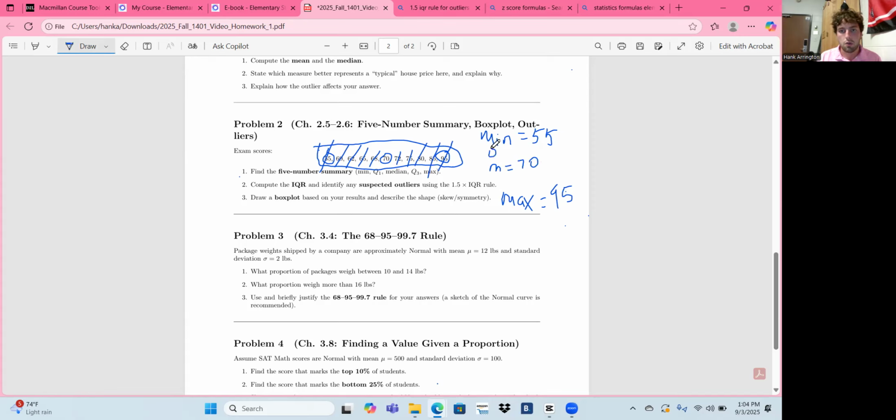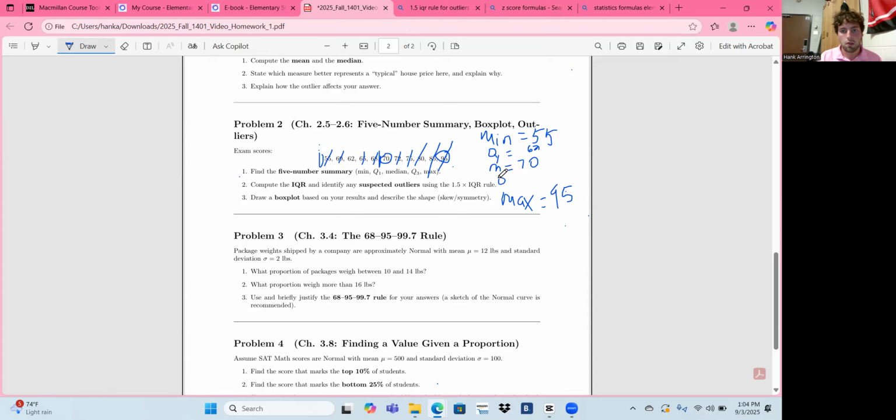Then we've got to find Q1. To find Q1, we're simply going to take the median of this set of data, from the minimum value all the way up to the median. So we'll do the same thing. We'll cross off, cross off, cross off, cross off, and we get a Q1 value of 62.